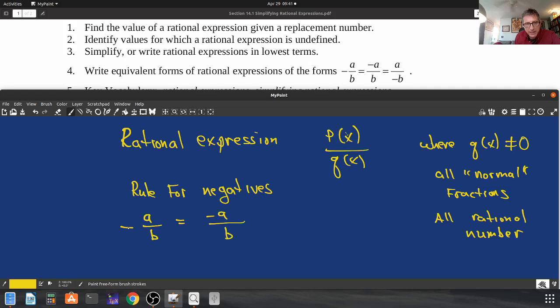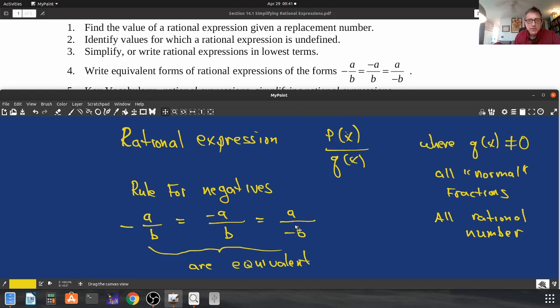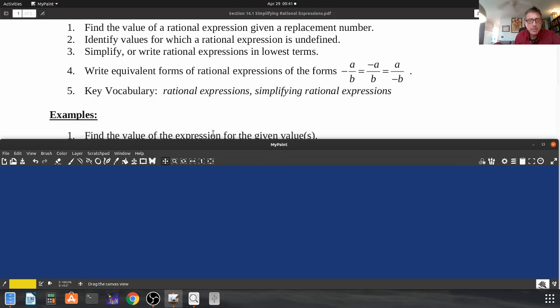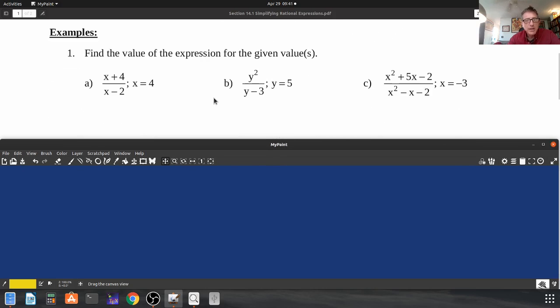In other words, I can take the negative sign and put it in the numerator, or if I want, I can take the negative sign and put it in the denominator. All three of these are equivalent. And the reason we're showing you that is it's going to be something we'll be using. So let's look at some actual examples.